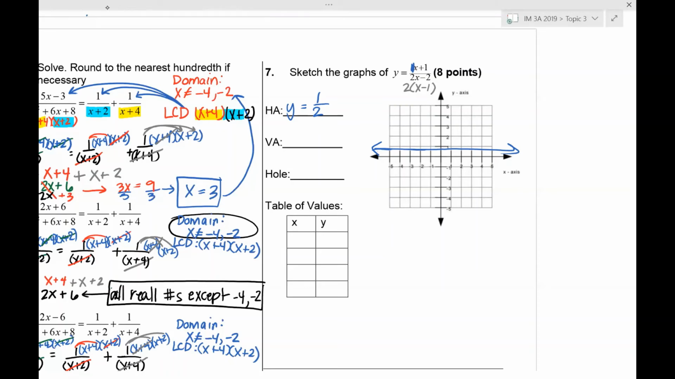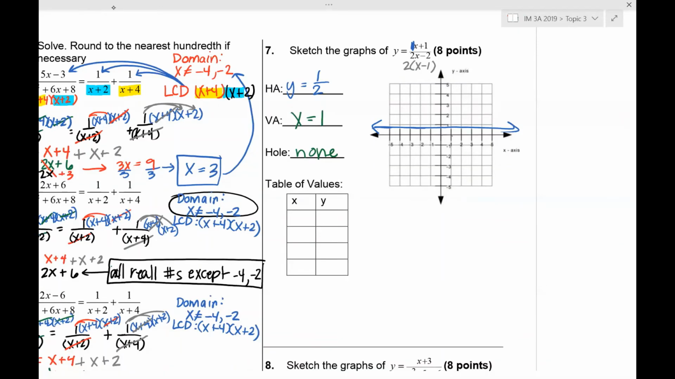Then we want to identify the vertical asymptotes and the holes. So remember that I have a hole if something reduces. So in this expression, x plus 1 does not reduce with x minus 1. So that means that there is no hole in this graph. There's just a vertical asymptote. So the vertical asymptote occurs when the denominator is 0. And so since I have a 2, that's never going to be 0. However, x minus 1 will be 0 when x equals 1. The vertical asymptote's at x equals 1, so I want to draw in a vertical line at x equals 1.